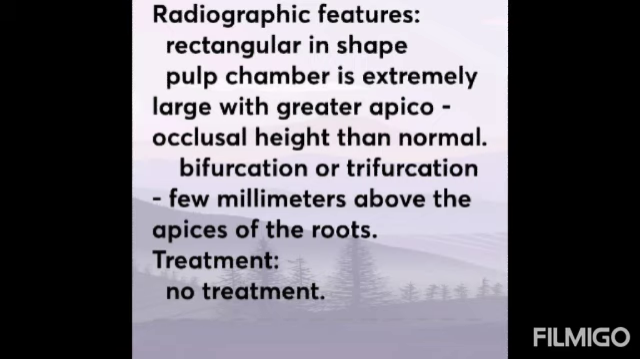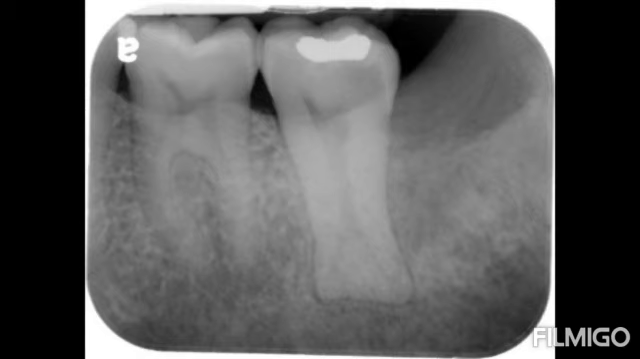And radiographic features: the unusual nature of this condition is best visualized on the radiograph. The involved tooth frequently tends to be rectangular in shape, and the pulp chamber is extremely large with greater apico-occlusal height than normal. The bifurcation or trifurcation is a few millimeters above the apices of the roots. And treatment: no special treatment is necessary for this anomaly. So in the radiograph, it is a rectangular shape. This picture shows the mandibular second molar having taurodontism, showing the rectangular shaped tooth.